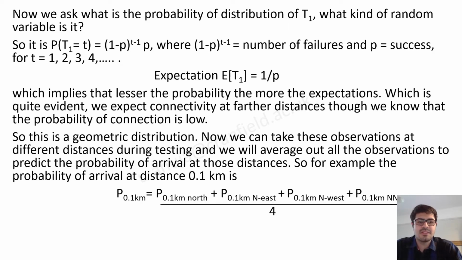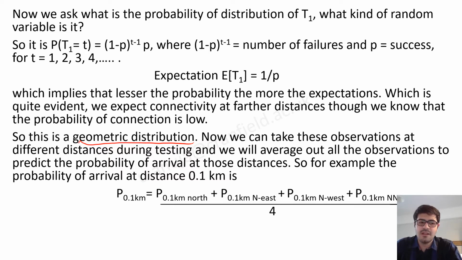And so this is a geometric distribution. We conclude that this system follows a geometric distribution. Now we can take these observations at different distances during testing, and we will average out all the observations to predict the probability of arrival at those distances.